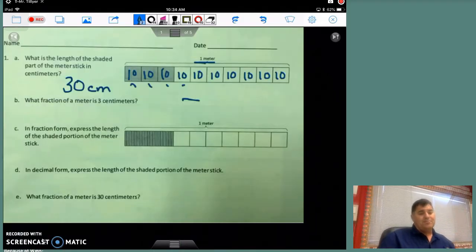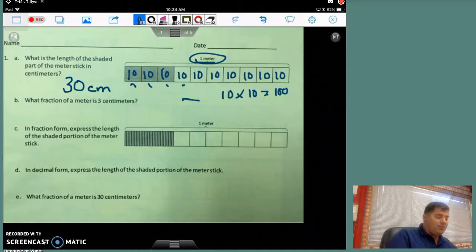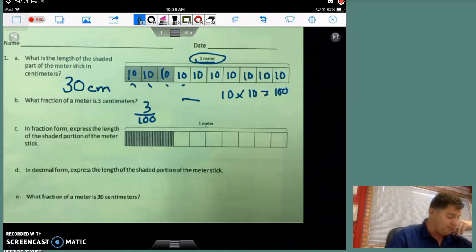All right, let's look at the next one. What fraction of a meter is 3 centimeters? Up here we have 1 meter, and you can see that there are 10 tens, so 10 times 10 equals 100. So 100 centimeters is in 1 meter, but 3 centimeters would be 3 hundredths of a meter, because there's 100 and 3 centimeters would be 3 hundredths.